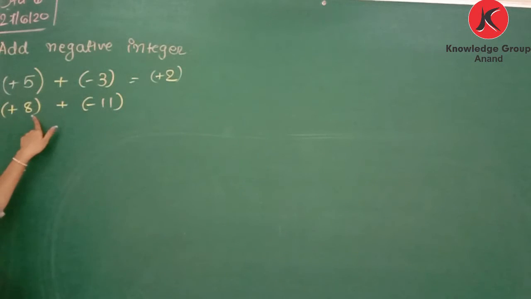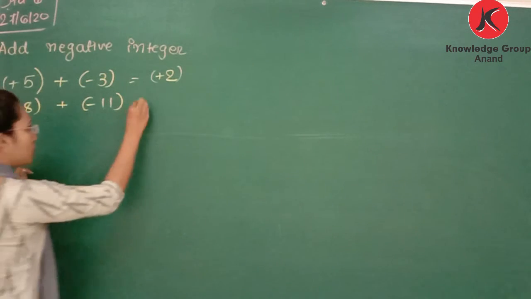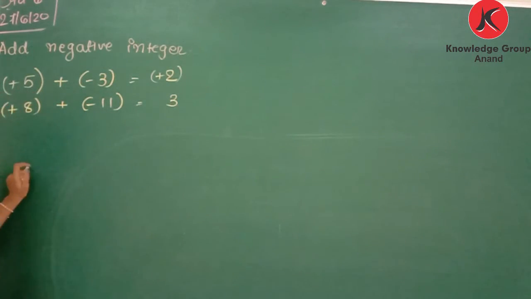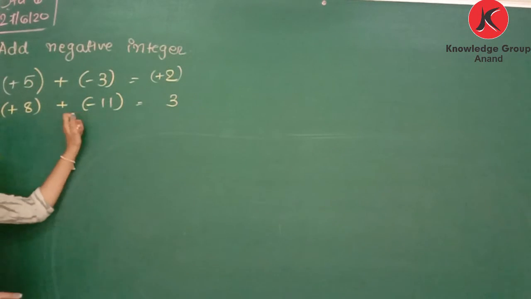So 11 minus 8, that is 3. Now the sign: from 11 and 8, which one is greater?